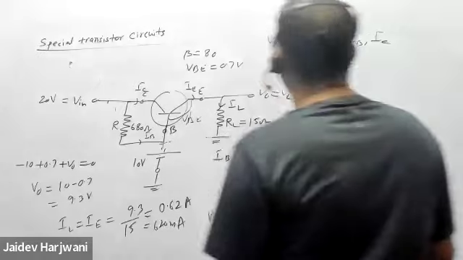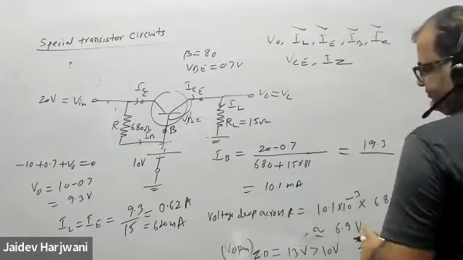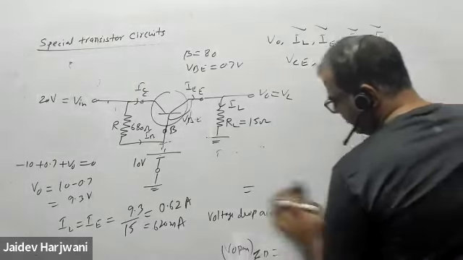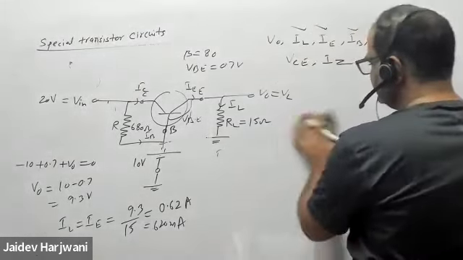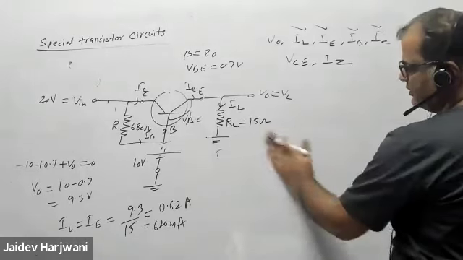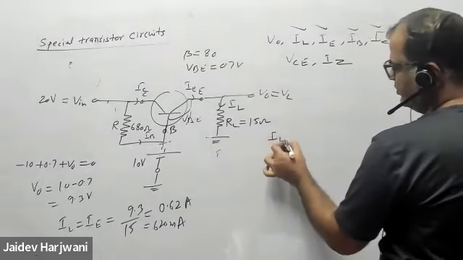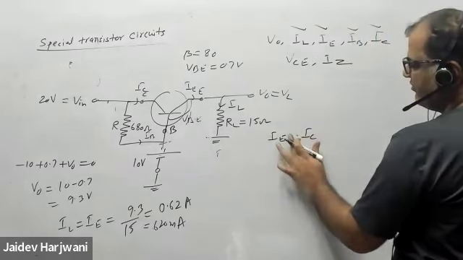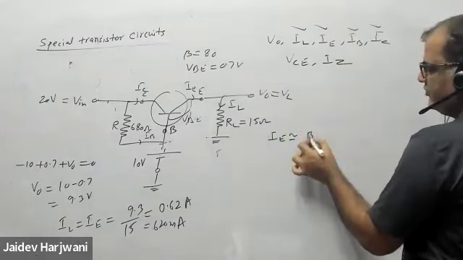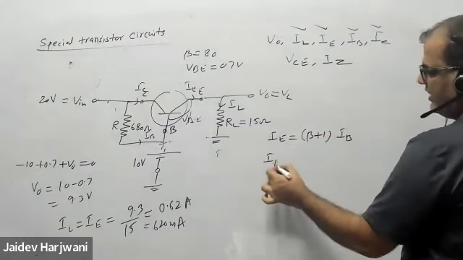Now you know IL, IE. Now you want to find IB and IC. So IC and IB, both are almost the same, little bit change. So how can you find IB? I can consider IE is almost equal to IC, some difference will be there of IB. Or you can write IE is equal to beta plus 1 IB. So you can find the value of IB.